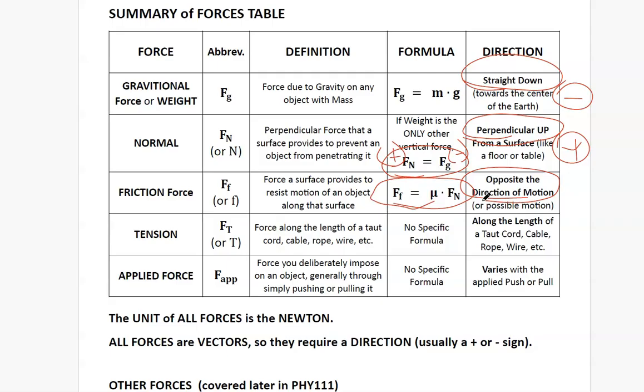We don't have a formula for this, but the force is always along the length of the long, thin object, rope, wire, etc., and it's always in both directions, and it's everywhere along that length. An applied force is just the force you deliberately impose on an object, generally through pushing or pulling. Sometimes you use a rope to pull, but we're not going to worry about the tension in that case. We'll just consider it an applied force, and it's really going to vary with the push or pull. And you just have to keep track of the direction from clues in the problem itself.